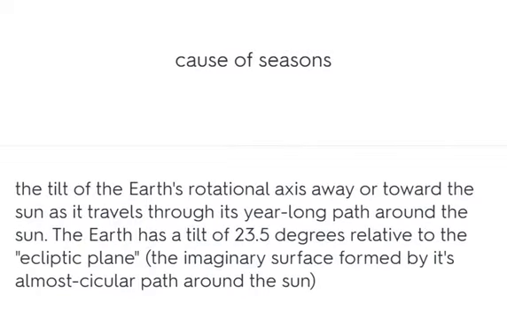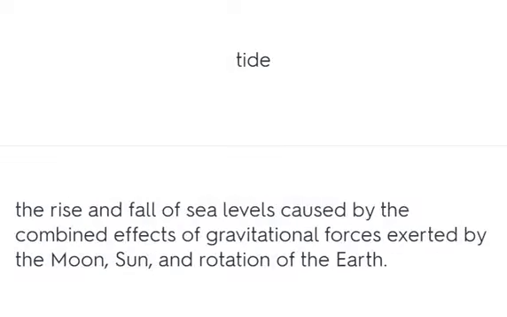Cause of seasons. The tilt of the Earth's rotational axis away or toward the sun as it travels through its year-long path around the sun. The Earth has a tilt of 23.5 degrees relative to the ecliptic plane. Tide. The rise and fall of sea levels caused by the combined effects of gravitational forces exerted by the moon, sun, and rotation of the Earth.